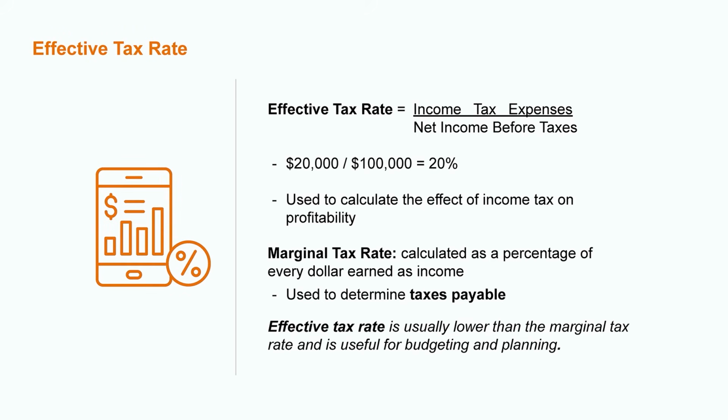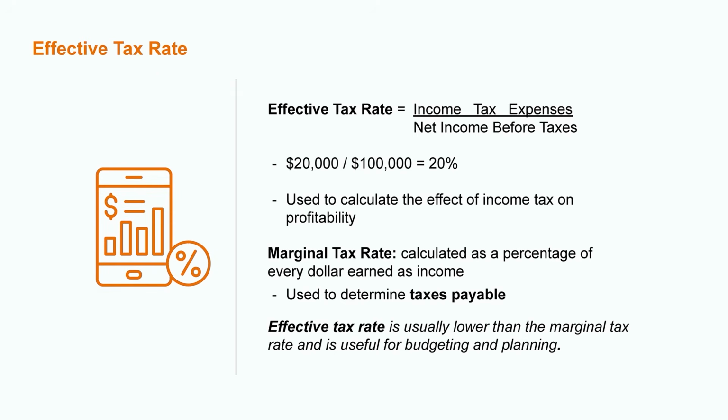This is calculated by taking the income tax expense and dividing it by the net income before taxes listed on the company's income statement. For example, if a company had $20,000 of income tax expenses and net income before taxes of $100,000, this would result in an effective tax rate of 20%.